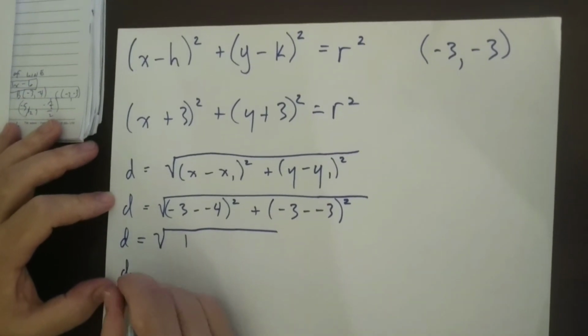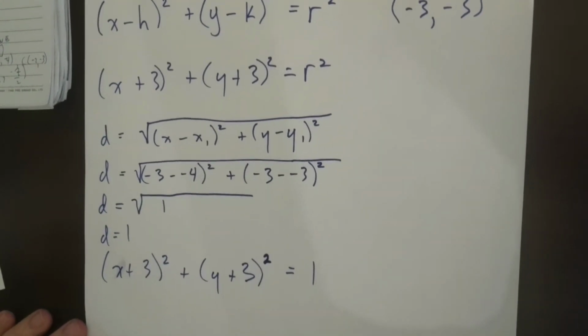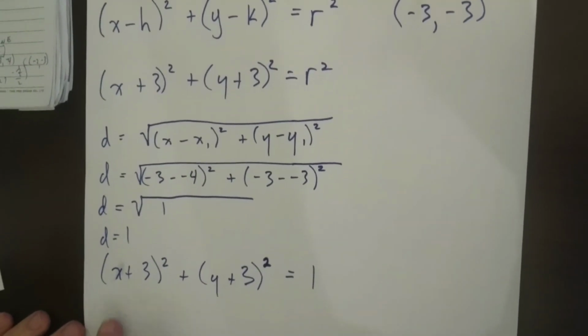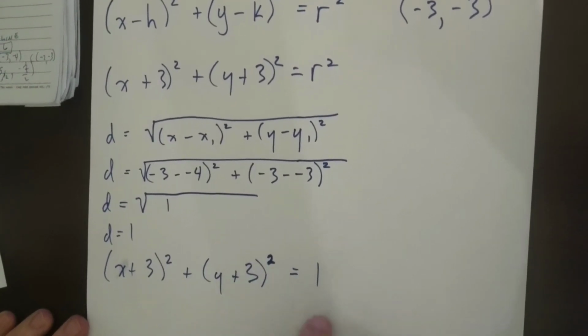So our final answer is this, where (-3, -3) is the center, and 1 is going to be the radius of the circle, and we're finished.